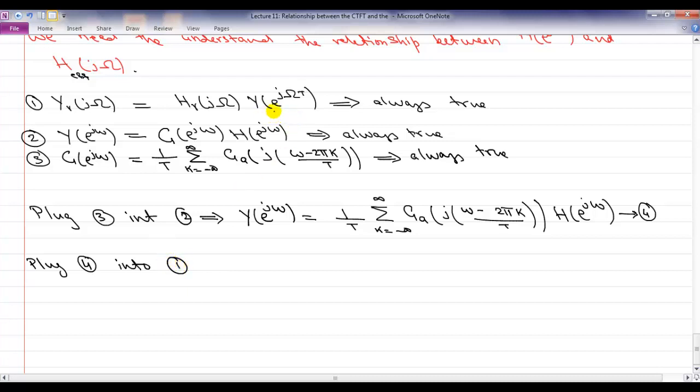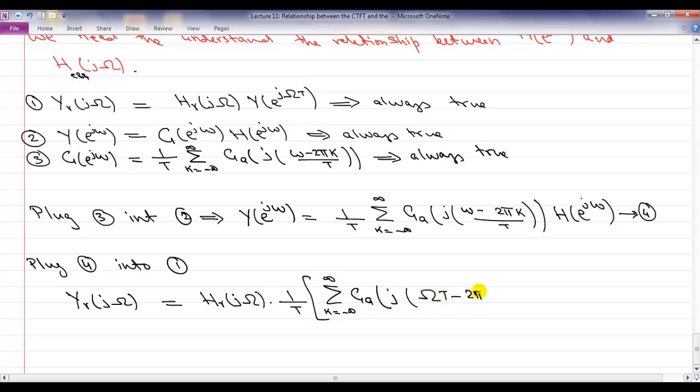Okay. So 1 requires Y of e to the j little omega with little omega replaced by capital omega T. So we just plug 4 into 1 and wherever we see little omega, replace it by capital omega T. If I do that, I get Y_R of j omega equals H_R of j omega times 1 over T summation k from minus infinity to infinity G_A of j capital omega T minus 2 pi k over T, and H. Because H is also a function of little omega, we have to replace that with capital omega T also.